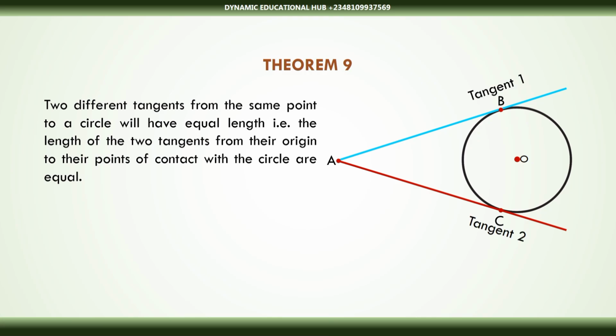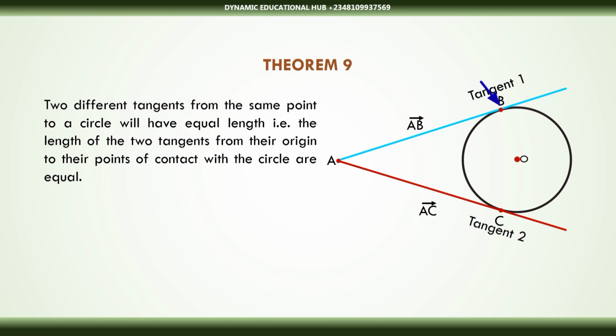What this theorem is now telling us is that the length of these tangents to the point of contact, that is length AB, is not the entire length of this tangent. I'm not talking about here to here, but from here to B. That is what we have here, AB.